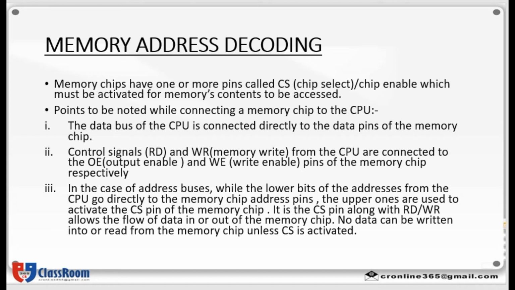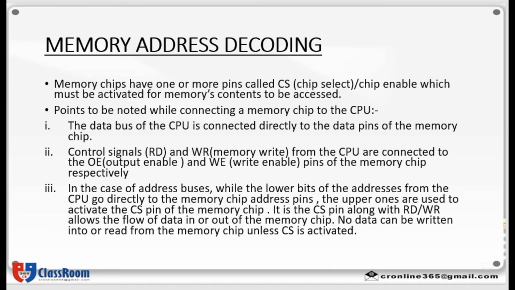Then you have address buses. Address buses, you have lower bits of addresses and upper bits of addresses. As you all know, 8051 consists of 16-bit addresses. So, lower bits of the addresses from the CPU go directly to the memory chip address pins, while the upper ones are used to activate the chip select pin of the memory chip, which is represented as CS.